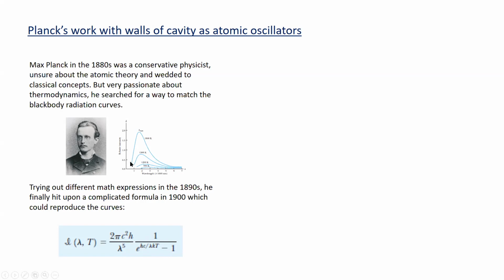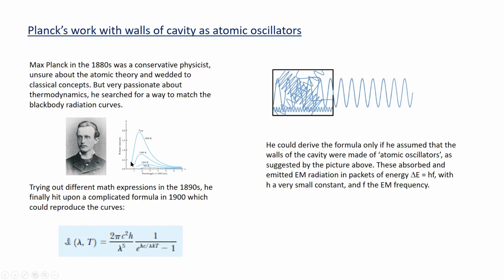So matching those curves. Planck could derive this formula classically, as he wanted, only if he assumed that the walls of the cavity were made of atomic oscillators, as suggested by this picture. So there would be an atom here and it would oscillate and put out a wave of a certain frequency, and another one would be oscillating faster and put out a wave of a slightly lower frequency, and here's one putting out a strong wave at a much lower frequency, and so forth.